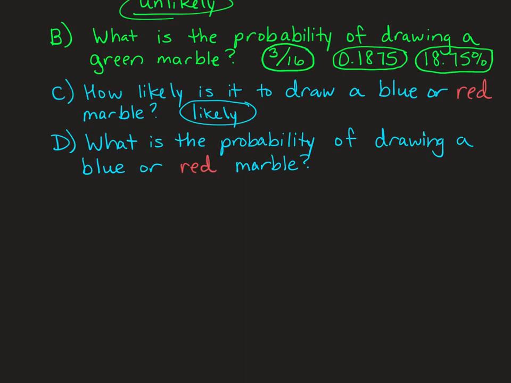D part, what is the probability of drawing a blue or red marble? Well, remember there's 6 blue marbles and 6 red marbles, so there's 12 out of 16 marbles that are blue or red. We do need to reduce a fraction if it can be reduced. And 12 and 16 will both divide by 4. So we get 3/4 as a reduced fraction. We could write that as the decimal 0.75, or we could write that as a percent, 75%.